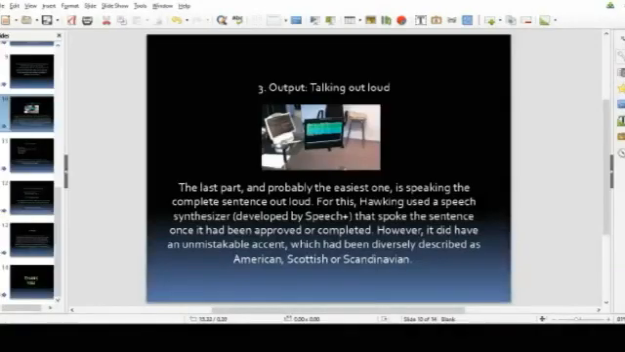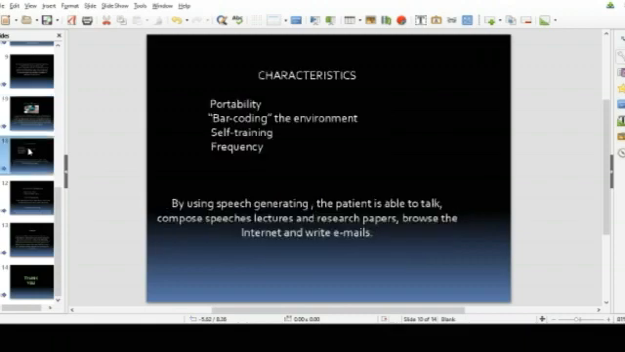Speech generating device is divided into three parts: input, interface and output. Now we will discuss the output part. It is the last and also the easiest one. It is speaking the complete sentence out loud. Hawking used a speech synthesizer that spoke the sentence once it had been approved. It did have an unmistakable accent, which was described as American, Scottish and Scandinavian.